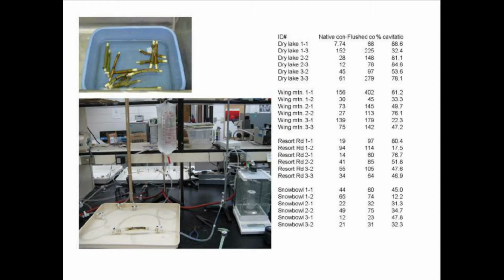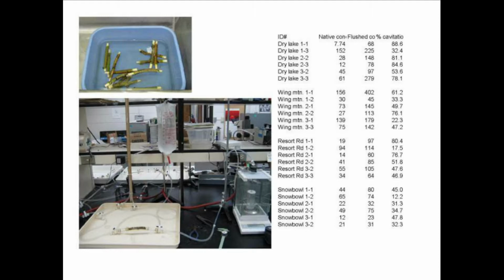So what we do is we take these stems and we put them into the system. You have a pressure head here, and you can force water through the stem, and then the water will come out and you can measure the amount of water that's flowing through based on the increase in mass on the balance. And then we flush all the cavitated air bubbles out of the stems, and we remeasure, and from that we can calculate percent cavitation.